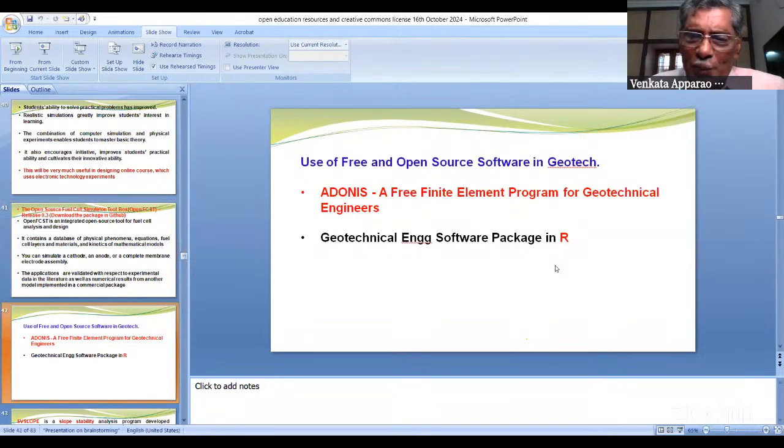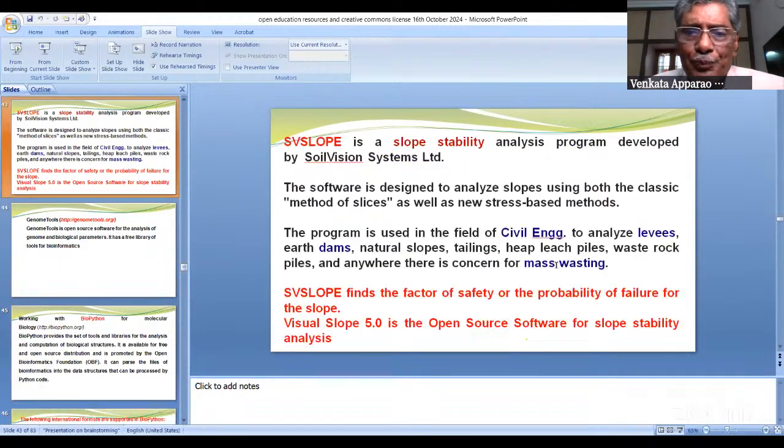Use of free and open source software in geotechnology experiments. Adonis is a free finite element program for geotechnical engineers. Geotechnical engineering software package in R programming.